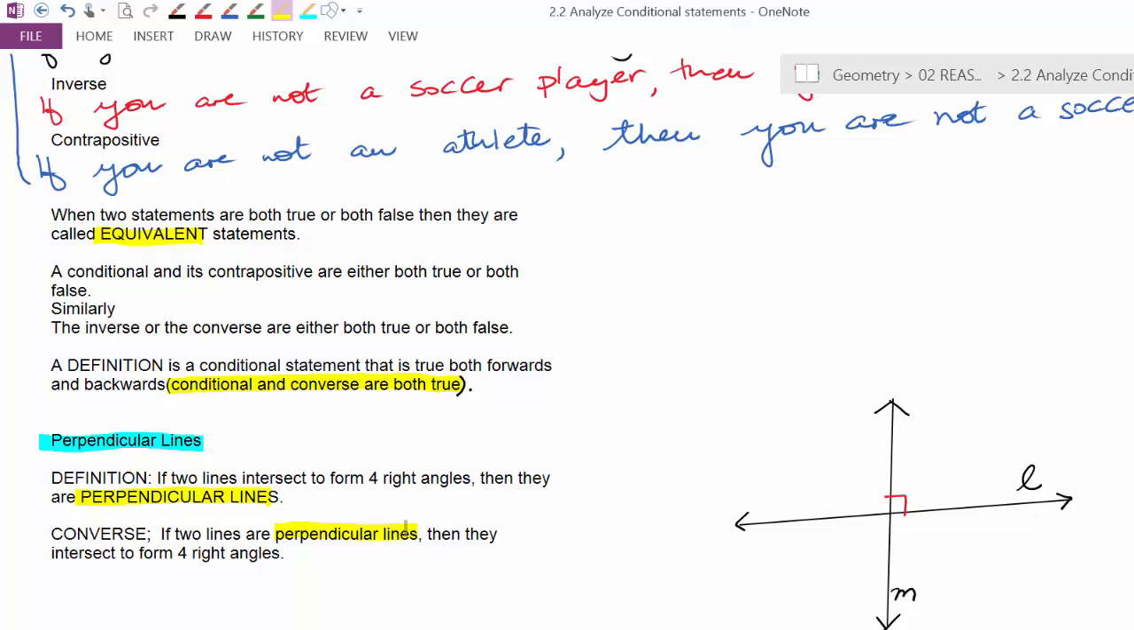Let's talk about a biconditional. A biconditional statement can be written when a conditional statement and its converse are both true.